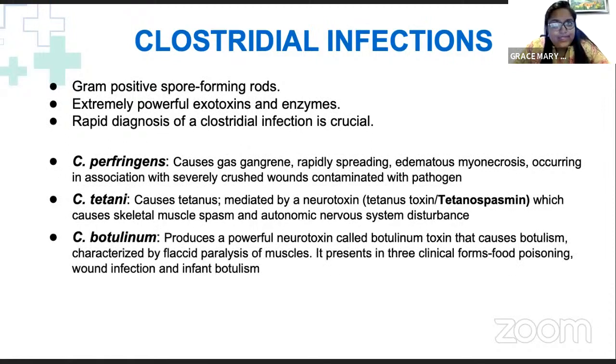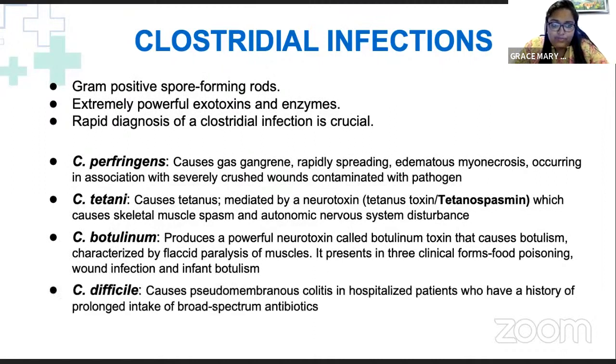The other notorious one is Clostridium botulinum. Clostridium botulinum is most commonly associated with food poisoning. Like tetani, it is a neurotoxin, and it causes flaccid paralysis. There are 3 clinical forms: food poisoning, wound infection, and infant botulism.